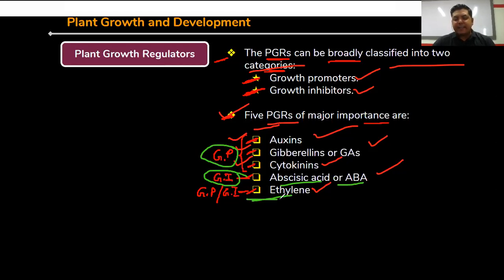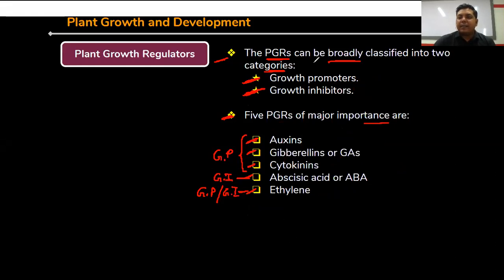The last one is ethylene, and in case of ethylene, sometimes ethylene acts as a growth promoter and sometimes as a growth inhibitor. So there are 5 plant growth regulators in total. Out of them, auxin, gibberellin, and cytokinin are growth promoters because they promote growth in the plant system, while abscisic acid or ABA is known as a growth inhibitor because it is involved in inhibiting plant growth. And ethylene is both a growth promoter as well as a growth inhibitor.